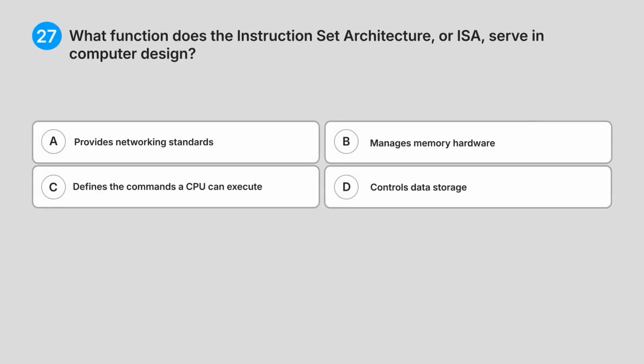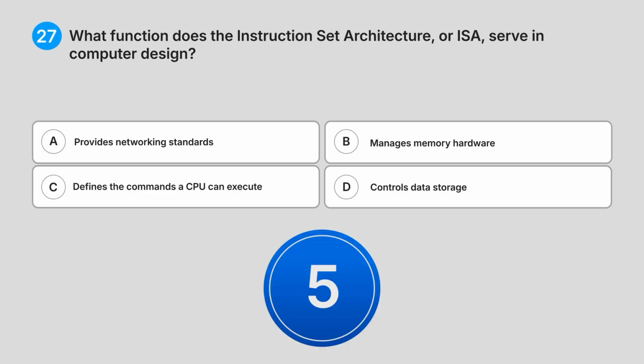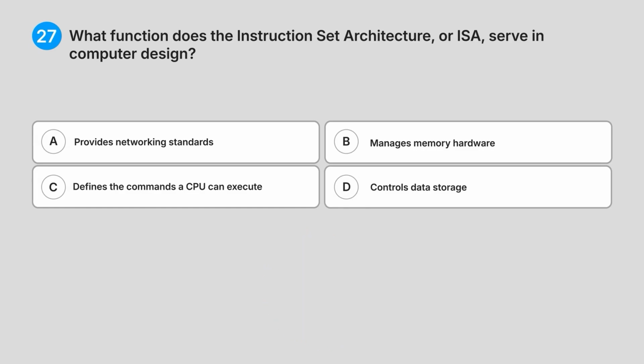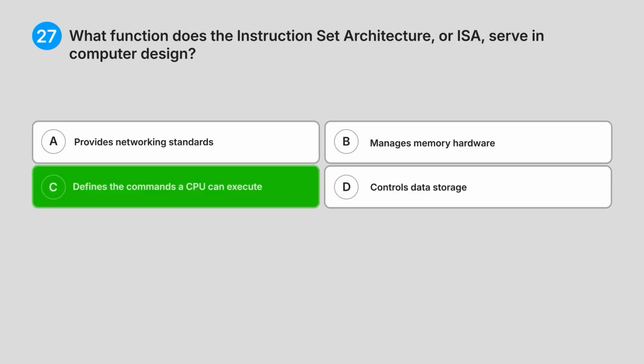27. What function does the instruction set architecture, or ISA, serve in computer design? A. Provides networking standards. B. Manages memory hardware. C. Defines the commands a CPU can execute. D. Controls data storage. Can you guess the answer? Correct answer, C. Defines the commands a CPU can execute.